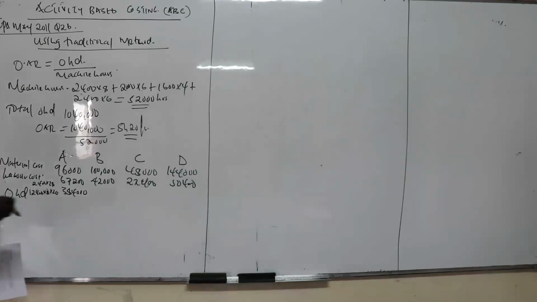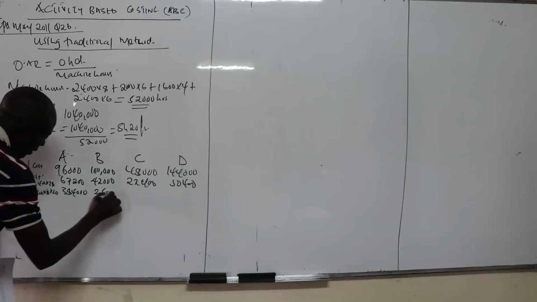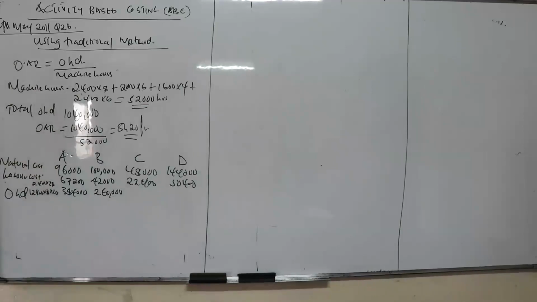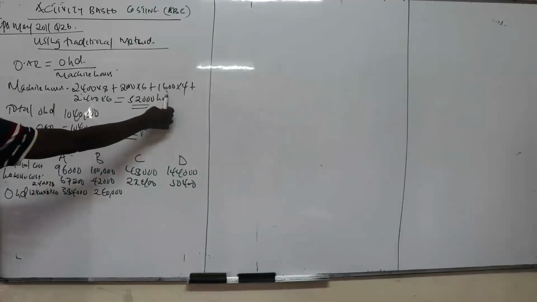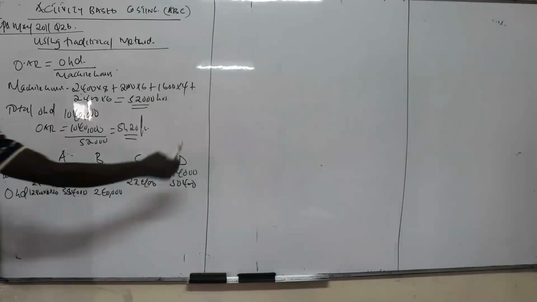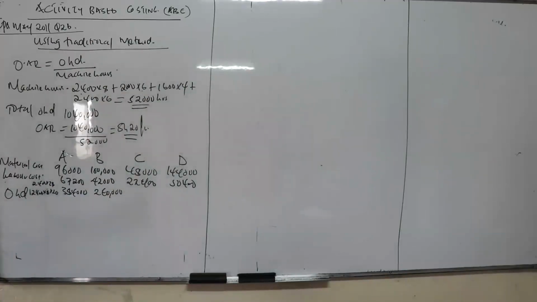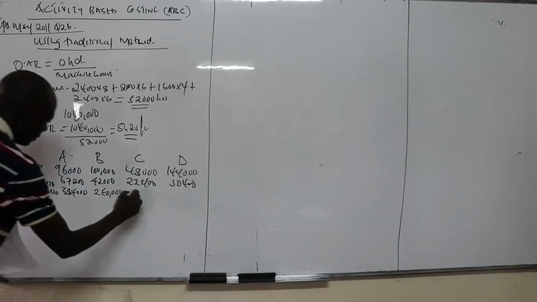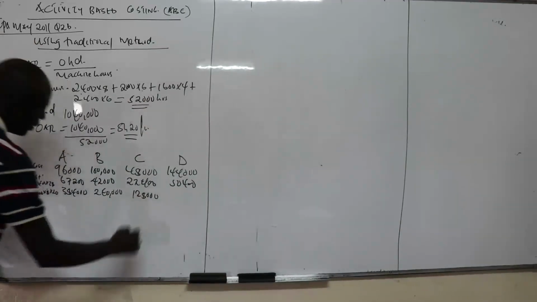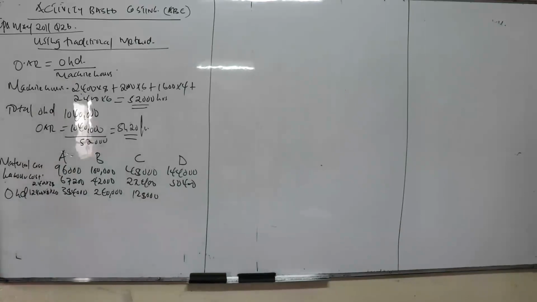So this one is going to be 240. The same thing happens to product C. Product C, each unit required 4 machine hours. So we multiply 1,600 times 4, then 128,000.